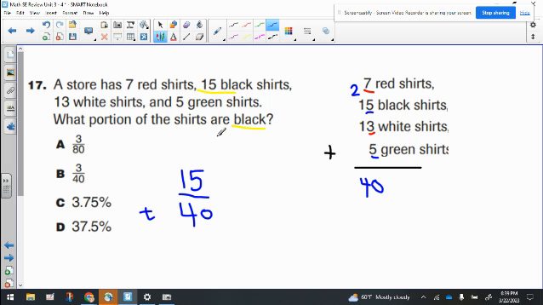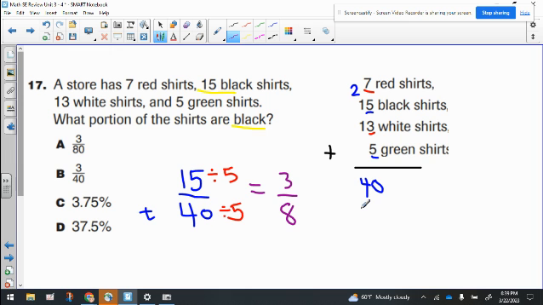Now, if we simplify this, we might start by dividing by 5, since both of these are divisible by 5. If we do 15 divided by 5, we get 3. And if we do 40 divided by 5, we get 8.